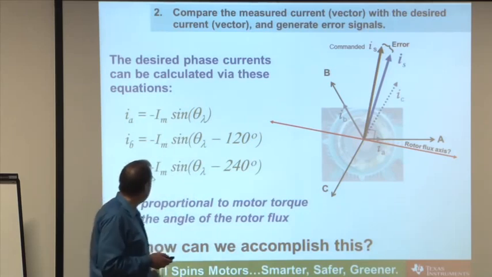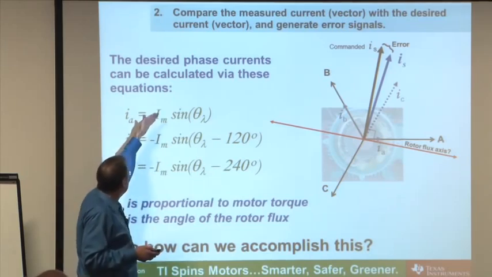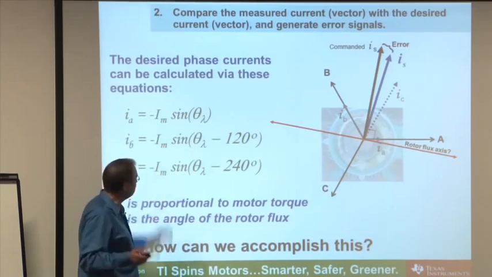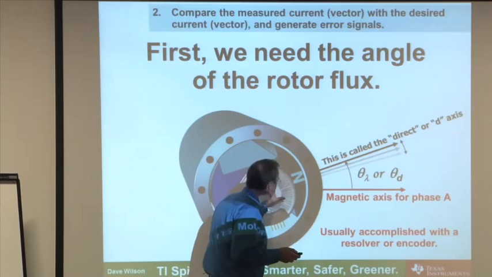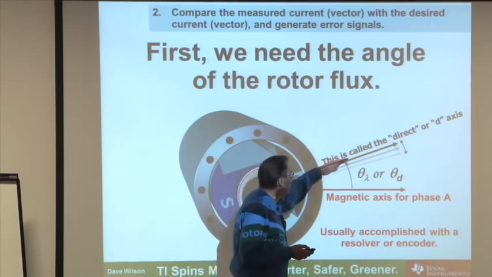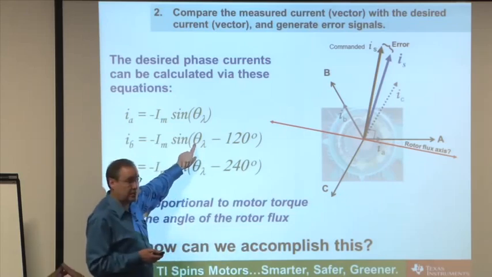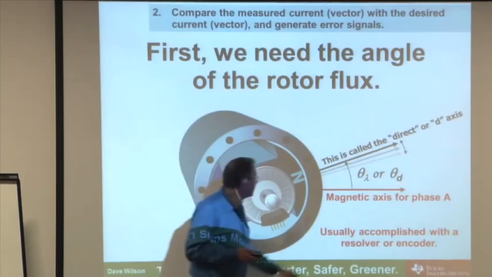So how could I do that? How can I design a control algorithm or a regulator system that will make my currents converge onto these values? Well, let's take some simple examples of this. And like I said, in order to make that work, if I back up right here, this is critical. If I don't know this, I don't know anything. So I need to know what the angle is of the rotor flux.